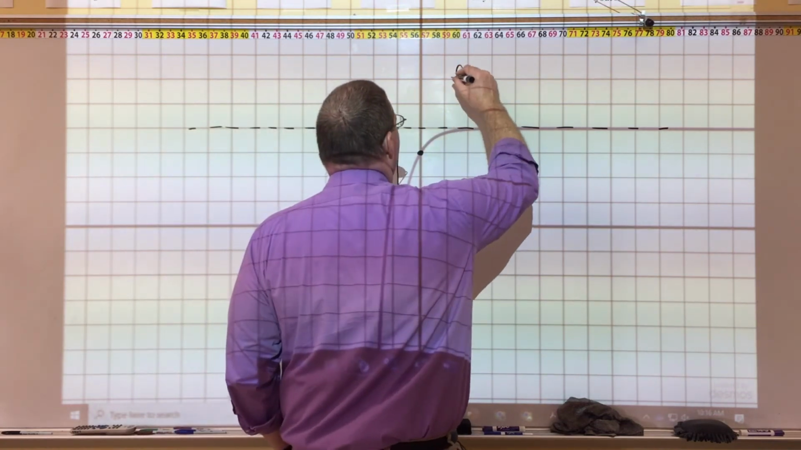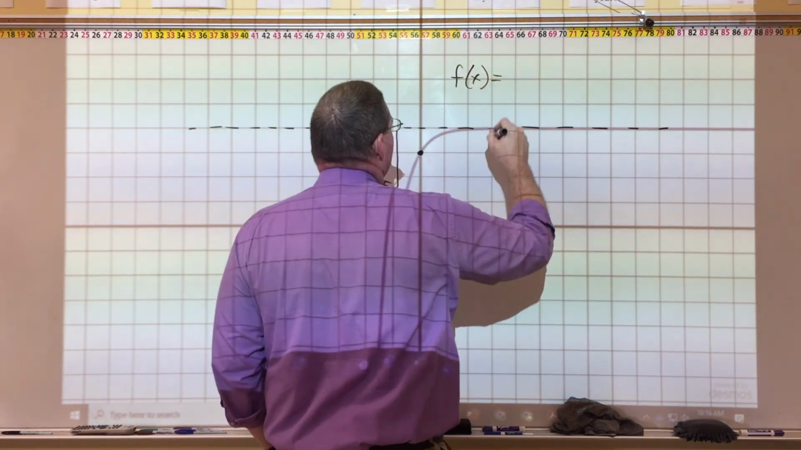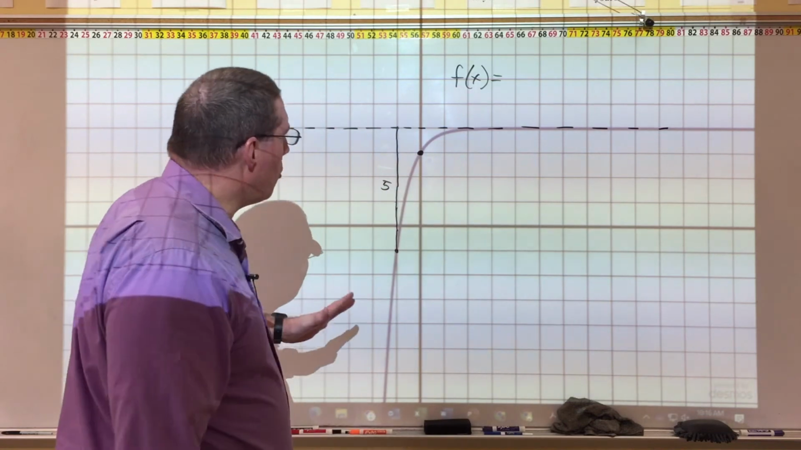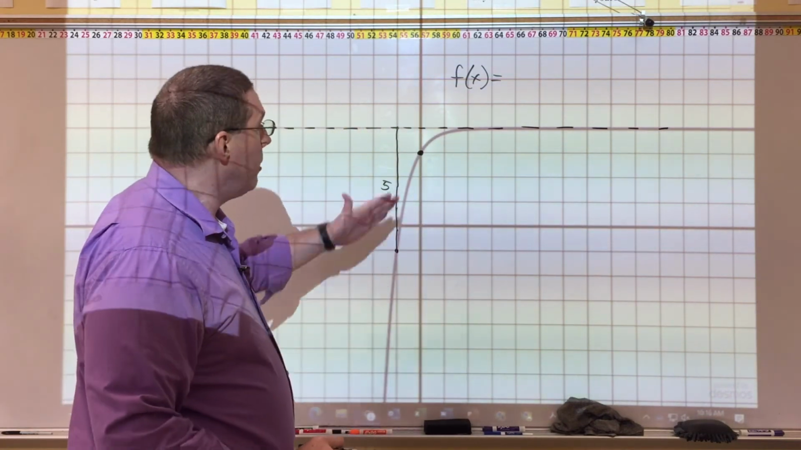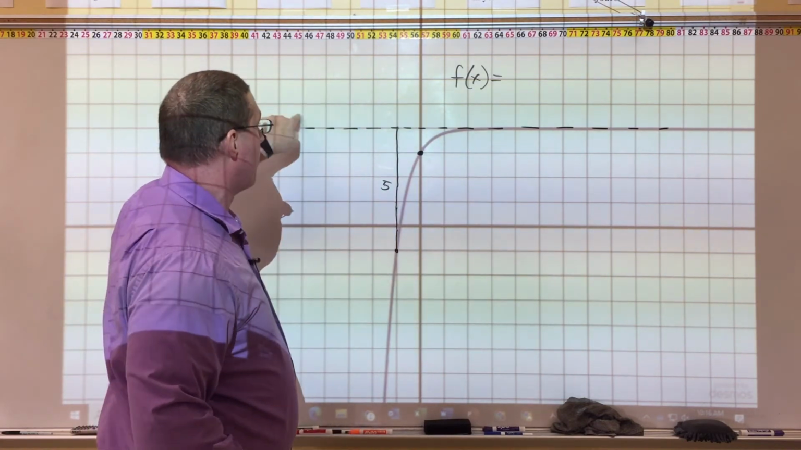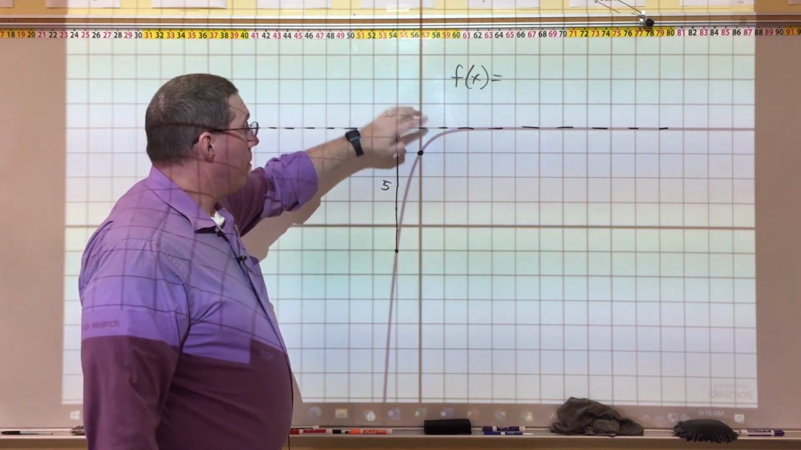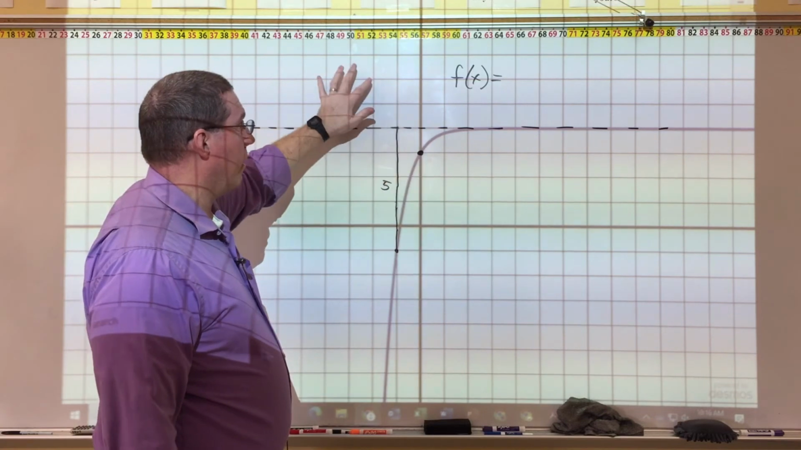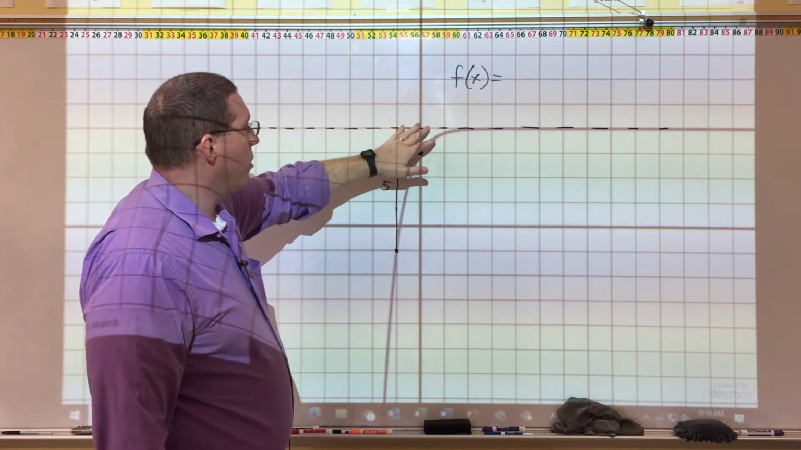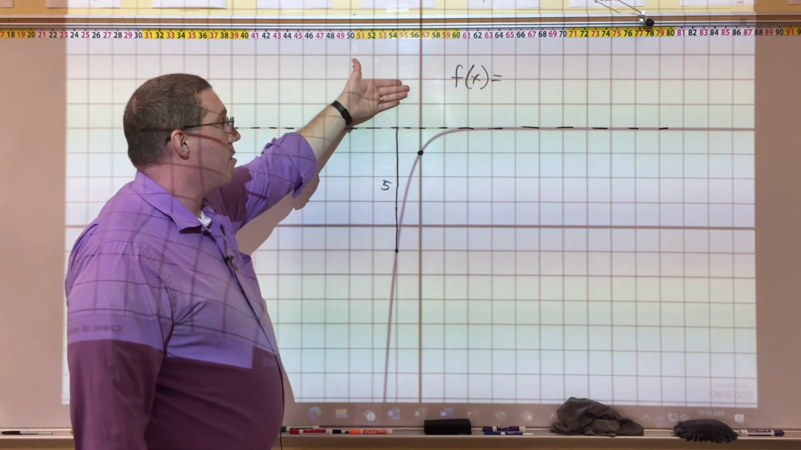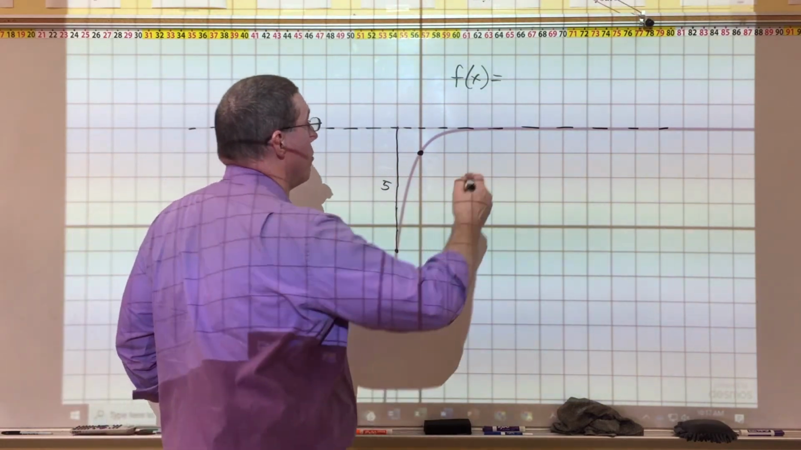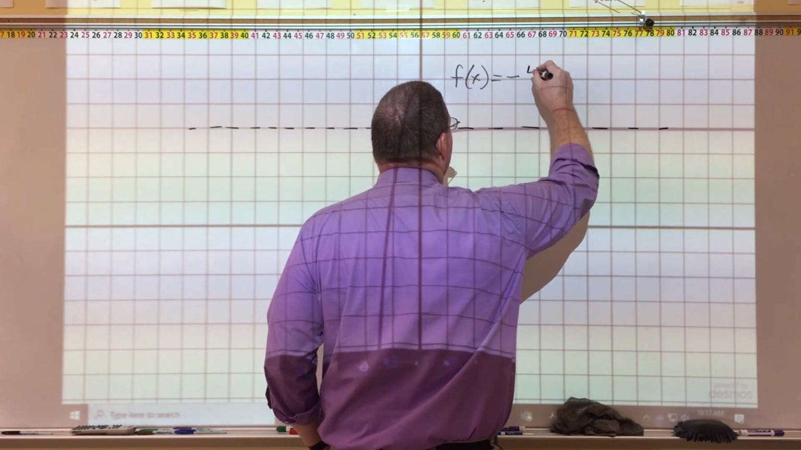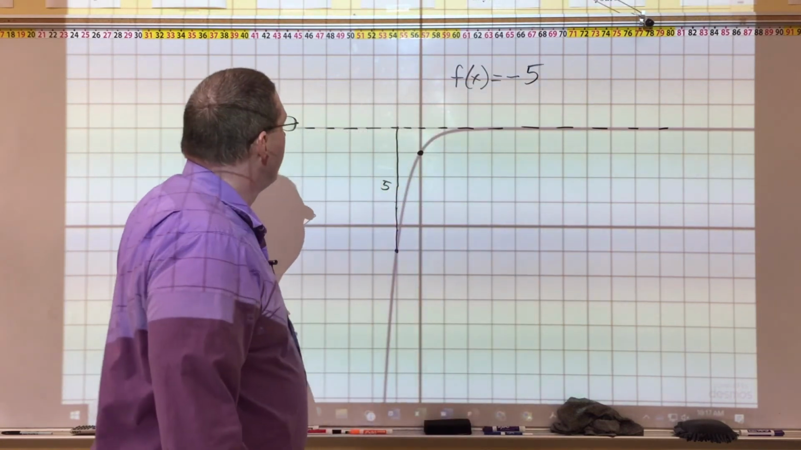So we're going to say f of x is equal to, now there's going to be a 5 in there. Now the question is, is there a negative in front of it? Well, remember, normally the exponential graph is above the asymptote, right? Because this one is below the asymptote, that means it has a vertical reflection, which means it has a negative on the front. So this is going to be a negative and then a 5, okay?